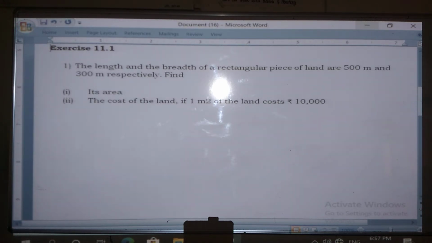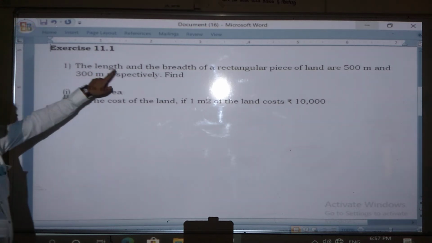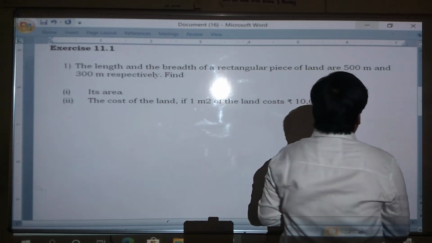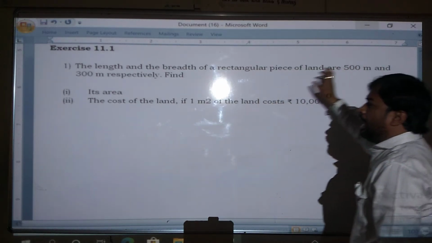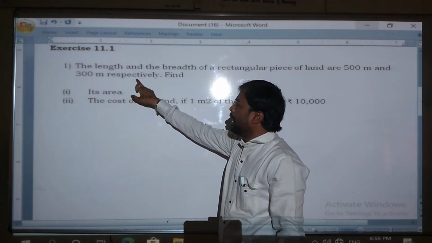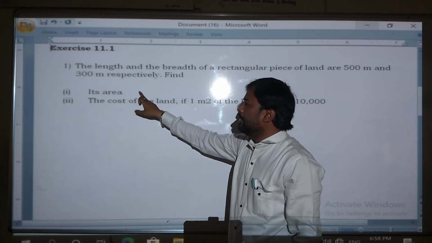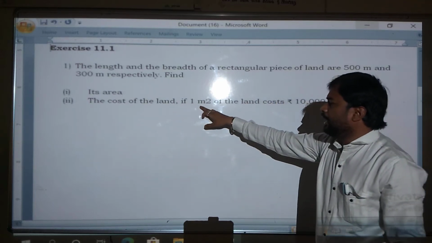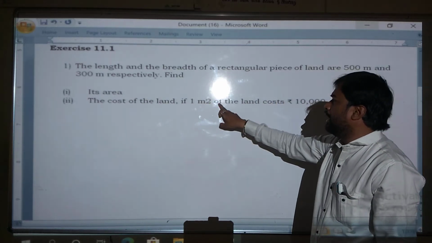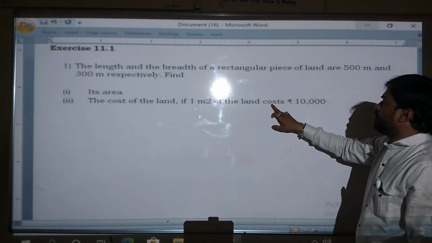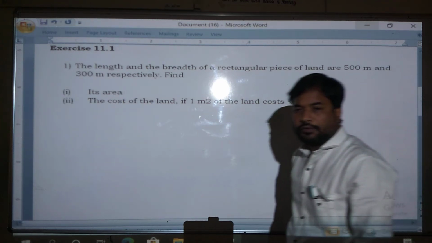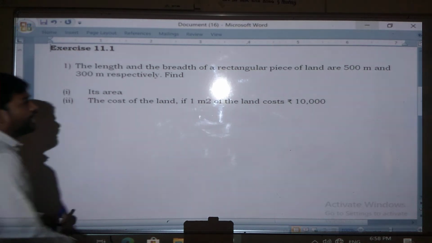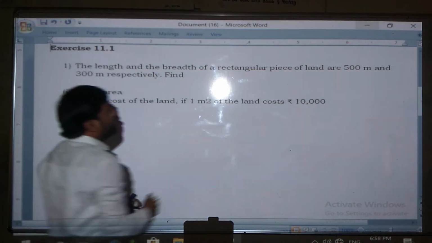Exercise 1.1. The length and the breadth of a rectangular piece of land are 500 meter and 300 meter respectively. Find its area. And second thing, the cost of land, if 1 meter square of land costs rupees 10,000. Right? Where is this sum? So what are we talking about? We are talking about a rectangular piece of land.